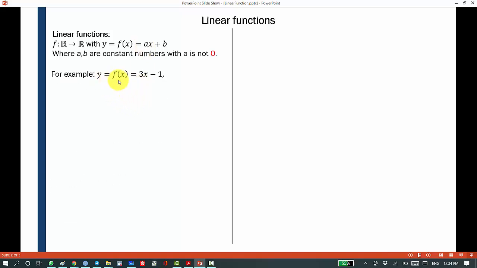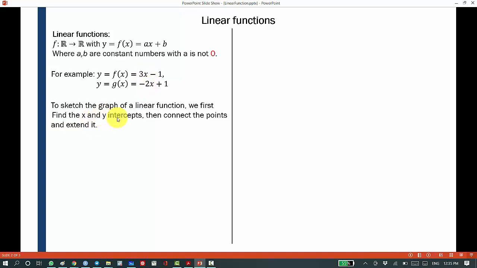For instance, y is equal to f of x is equal to 3x minus 1, or y is equal to g of x is equal to minus 2x plus 1. Remember that the most important characteristic of a linear function is that the power of the variable x is 1. To sketch the graph of a linear function, we first find the x and y intercept of the graph, and then we connect those 2 points using a straight line, and we extend the line.